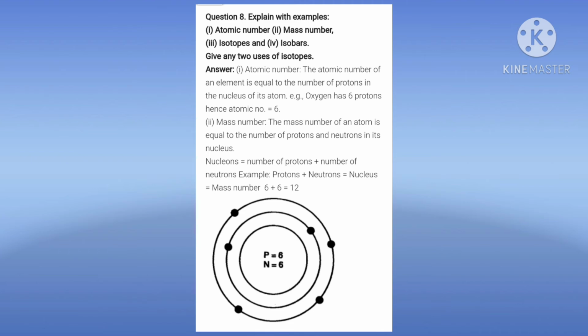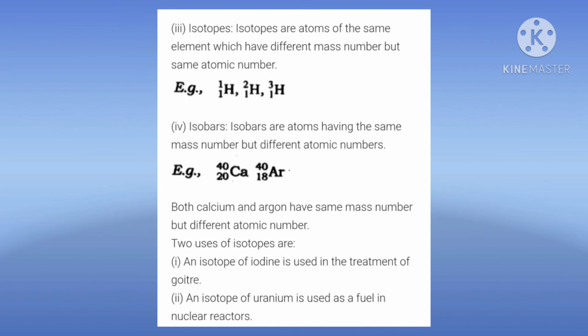As you can see in this diagram, P is equal to 6, P means proton, N means neutron, and in the K shell there are 2 electrons, L shell 4 electrons, 2, 4. In the valence shell 4 electrons are present. So this is about the two concepts, atomic number and mass number. Many short questions can arise from these, students. Is it clear? Next we will discuss isotopes and isobars.